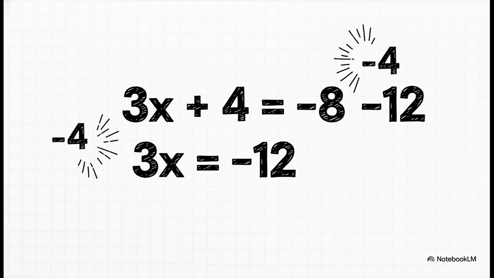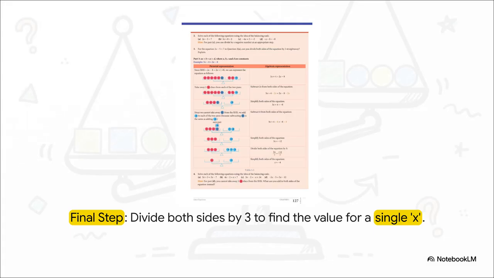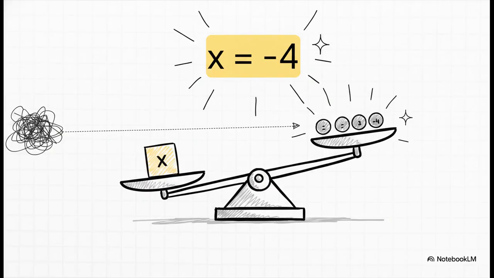Oh, we are so close. Now, we don't want to know what 3 x's are equal to. We want to know what a single x is. So we perform one last balancing act. We divide the contents of each pan by 3. And there it is, our final answer. The scale is perfectly balanced, with 1 x on the left and a value of -4 on the right. By applying that one golden rule, step by step, we navigated the whole thing and found the solution.